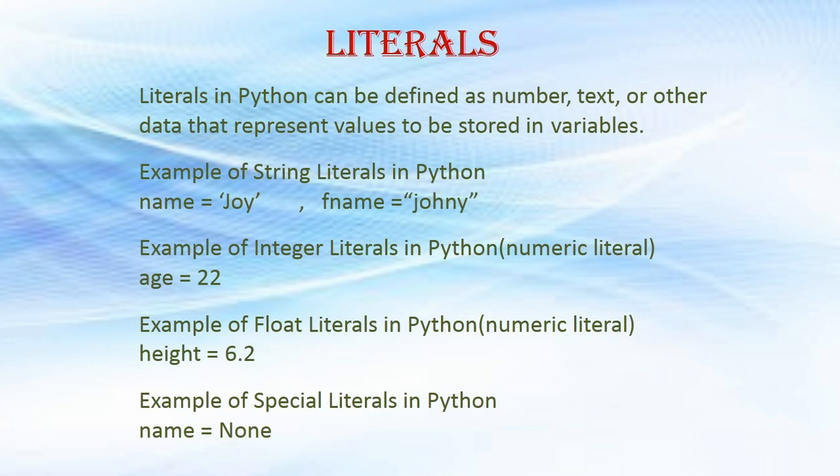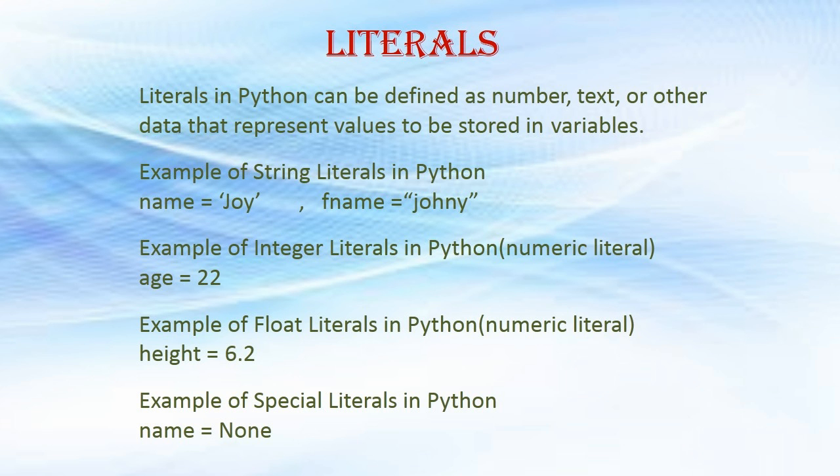Literals in Python can be defined as numbers, text, or other data that represent values to be stored in variables. An example of a string literal in Python is name equals joy. Now, joy is a literal and name is a variable. What is a variable? We will discuss it. If you give any value to anything, then the given value is a literal. If name equals Johnny, now Johnny is a literal.